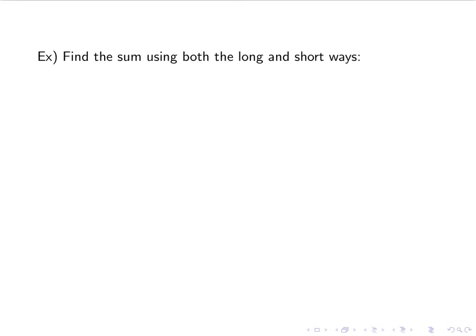So find the sum using both the long and the short ways. 3 plus 3 times 2 plus 3 times 2 squared plus 3 times 2 cubed plus all the way up to plus 3 times 2 to the 5th. I just realized I'm really only missing one term here, but whatever.